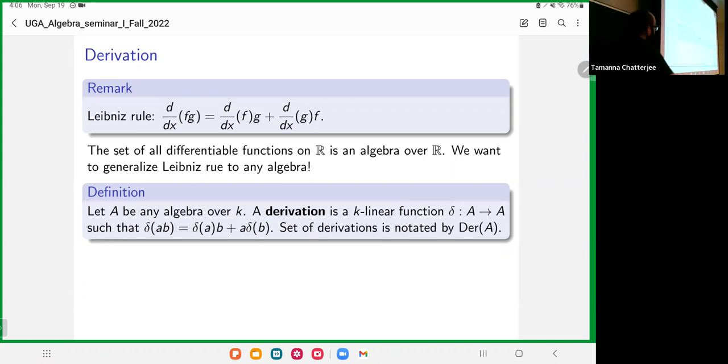Okay, let's define a derivation. So let's say there's again an algebra A over K, then a derivation is a K-linear function from A to A, and it should satisfy pretty similar conditions. So delta of ab should be delta(a) times b plus a times delta(b). And we denote the set of derivations by Der(A).